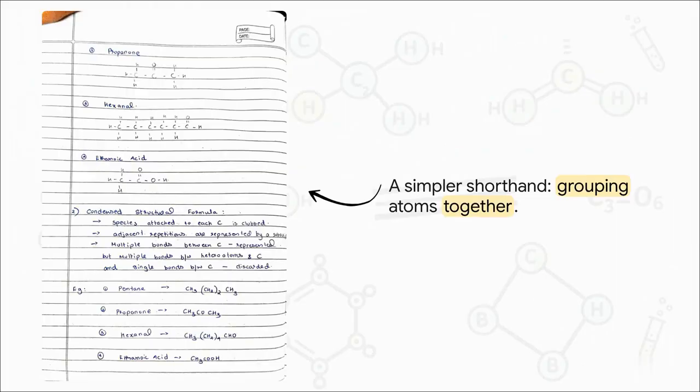So, to clean things up and save some space, chemists came up with the condensed formula. All we're doing here is grouping the hydrogens with the carbon they're attached to. So instead of drawing out all those little lines for the bonds, you just write CH3, then CH2, CH2. You get the idea. It's just so much cleaner.